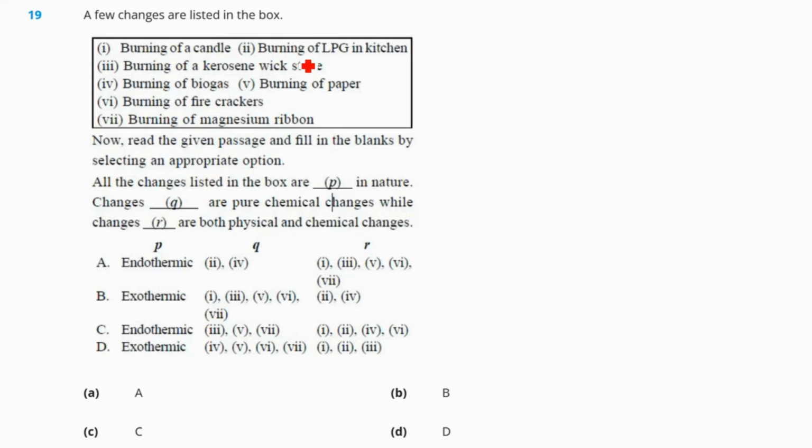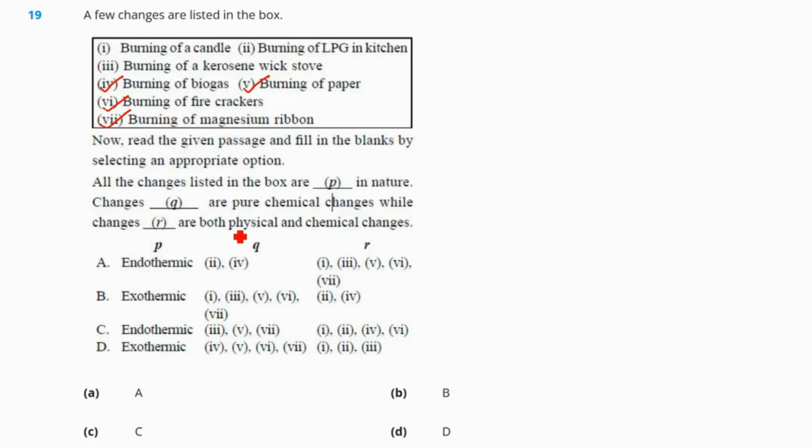Burning of candle, no. Burning of LPG in kitchen, chemical, no. Burning of kerosene wick stove, no. Burning of biogas, yes, chemical. Burning of paper, yes. New thing is formed, ashes. Burning of firecrackers, yes. Burning of magnesium ribbon, yes. These are all chemical change.